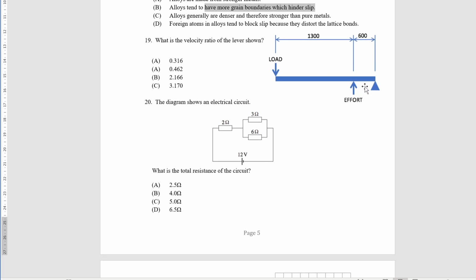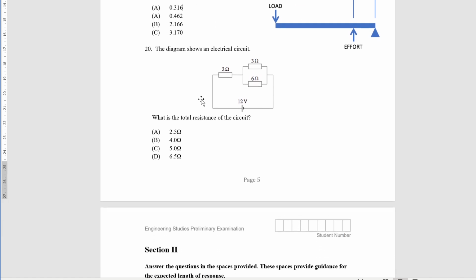Okay. What is the velocity ratio of the lever shown? Oh, I like this question. I like it. Okay, so the thing is, a lot of people don't measure to the fulcrum. This is quite a reasonable question. It's a third order lever. So a third order lever should have mechanical advantage less than 1. So that means it's going to be 600 divided by 1900. If you don't get why it's 1900, it's because you've got to measure all the way from the load to the fulcrum. So the answer is A.